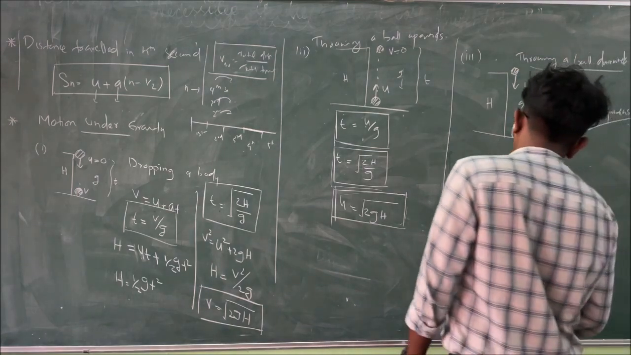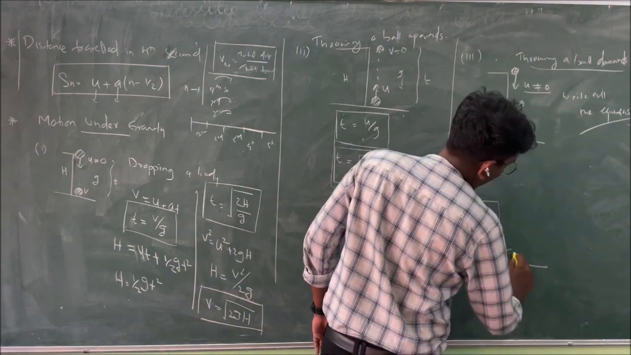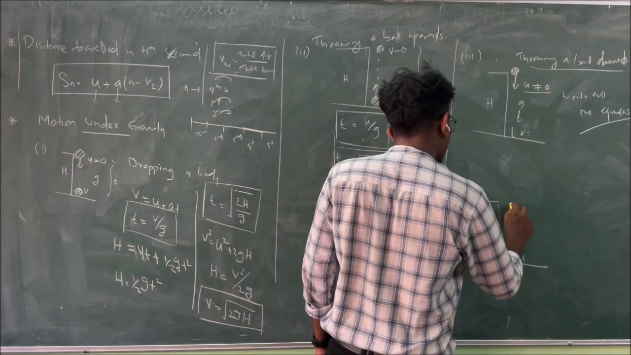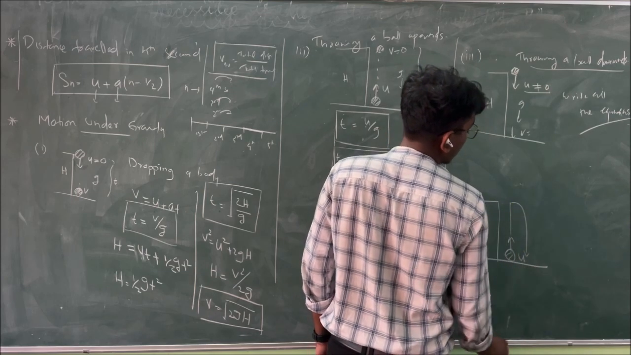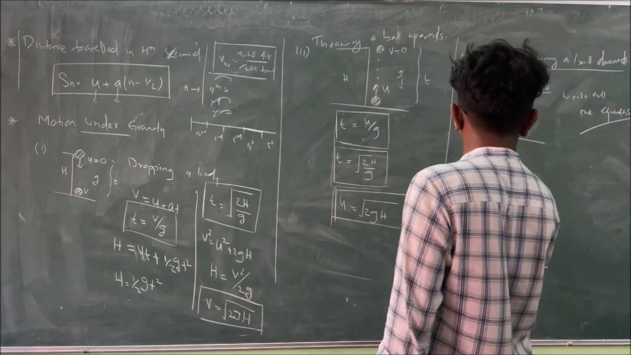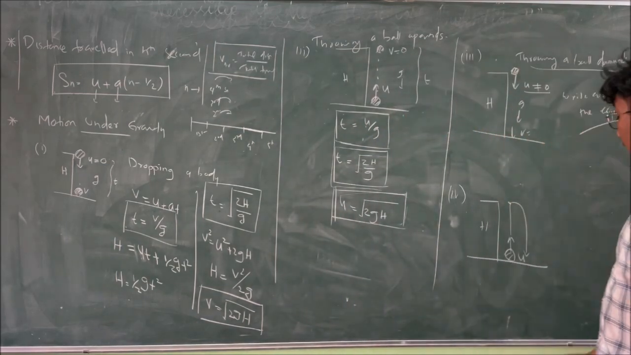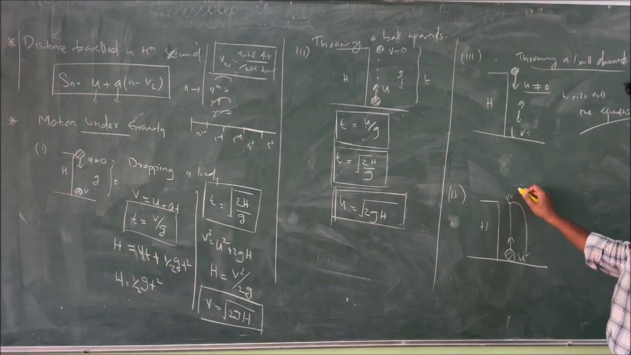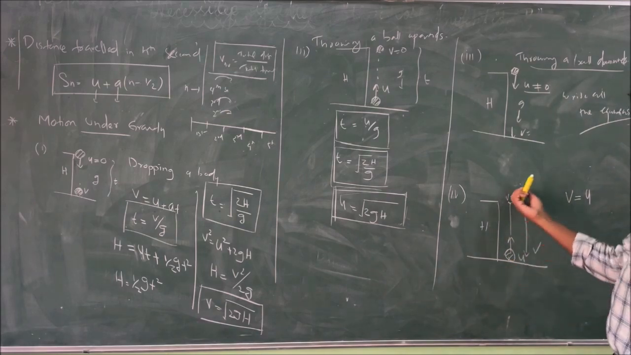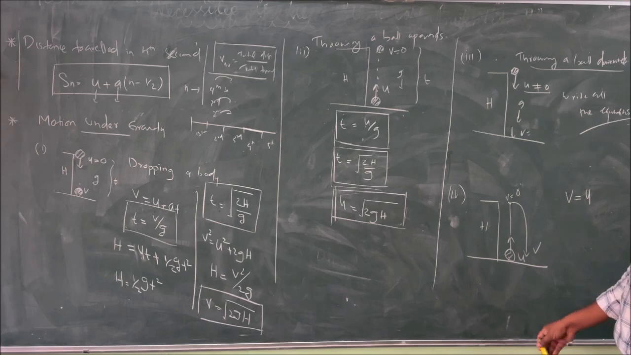Next case, I am throwing a ball upward with velocity u, and it reaches the maximum point, and then it is coming back to the initial point. What are the things which you can say in this? Here the velocity v is equal to 0 at the top. You have to prove that the final velocity v is equal to u, that is, the velocity you gave would be the velocity when it comes back and reaches the ground.